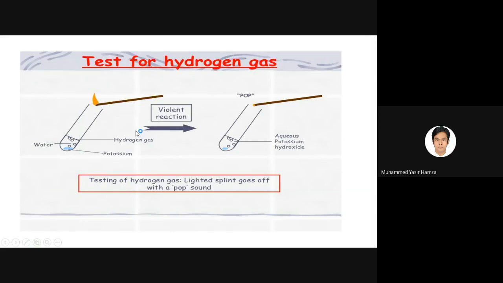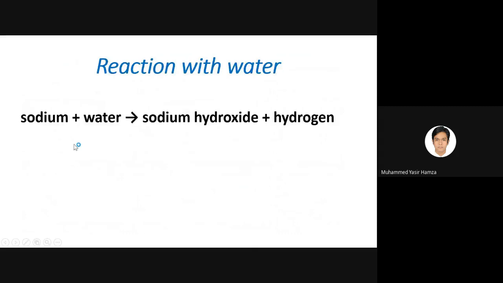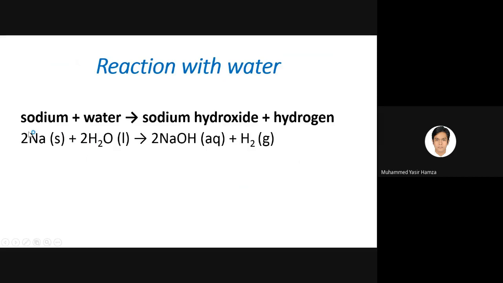And how do you test for hydrogen gas? If you place a lighted splint at the top of the tube, the lighted splint will go off with a pop sound. Okay, reaction with water: sodium and water react, making sodium hydroxide and hydrogen. As you can see in the equation, sodium, water in liquid form, gives sodium hydroxide and hydrogen gas. The state symbols are already given, so it is very important to note them.